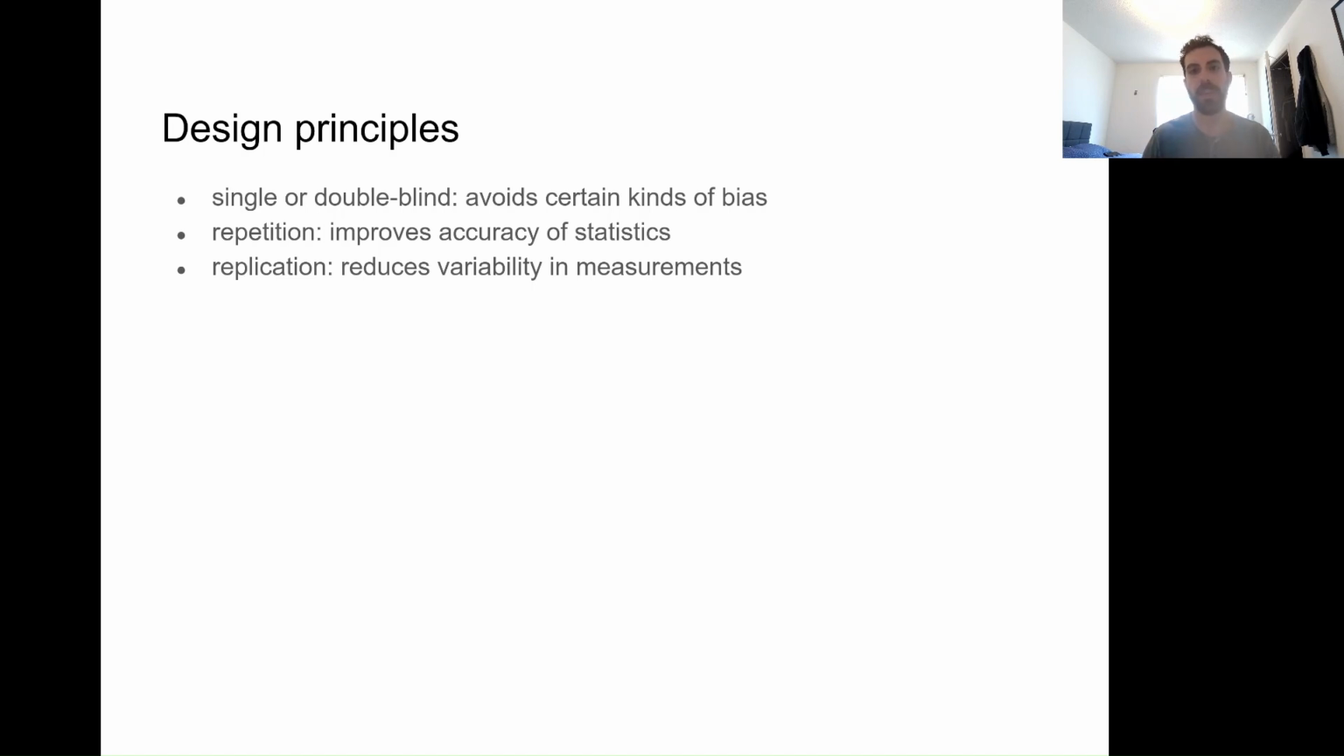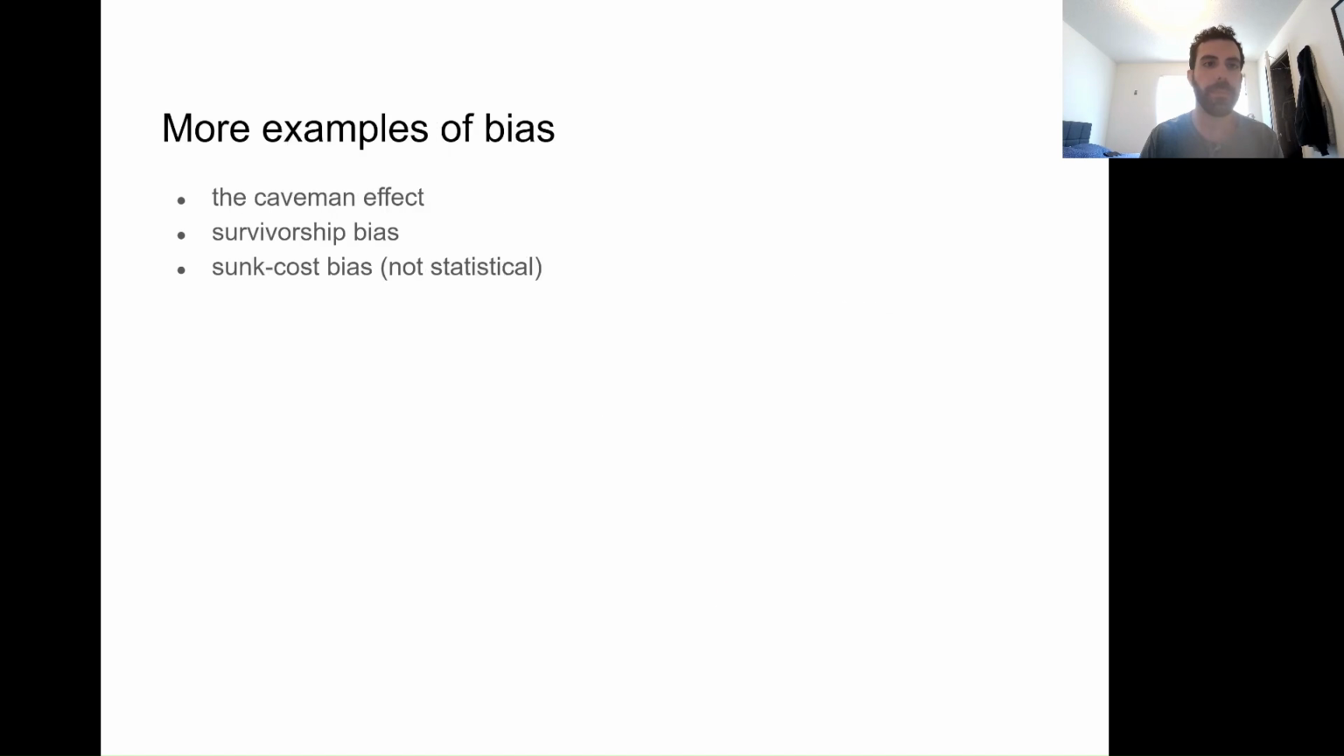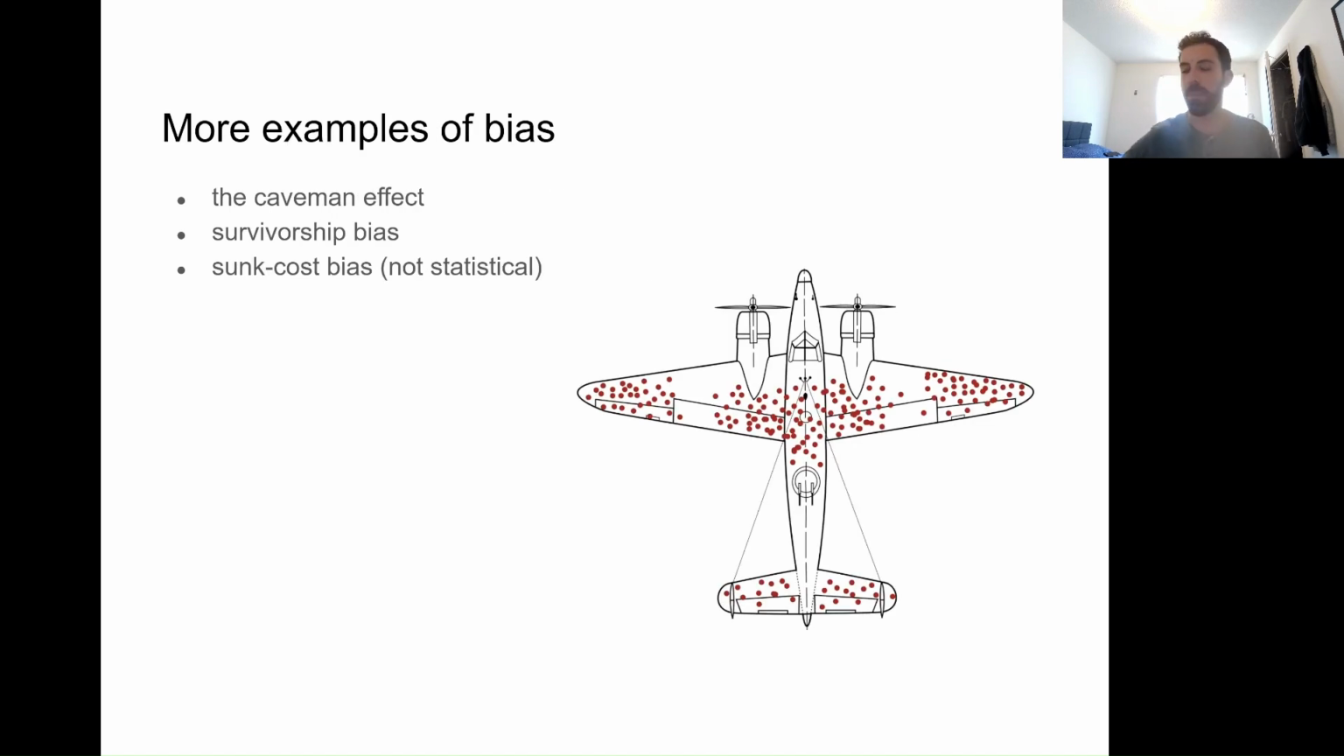There is such a thing as measurement error, depending on the type of experiment. And the more times you measure an experimental unit, the more you reduce that variability. It does also improve the accuracy of your statistics, but the main benefit of replication is reducing the variability in your measurements. Okay, so let's talk about some examples of bias.